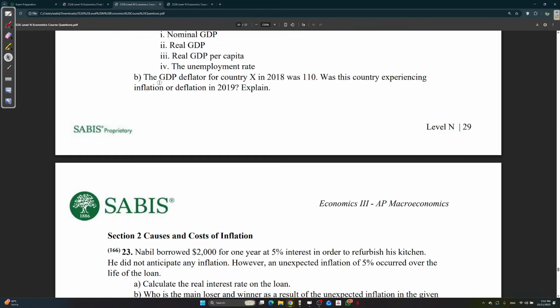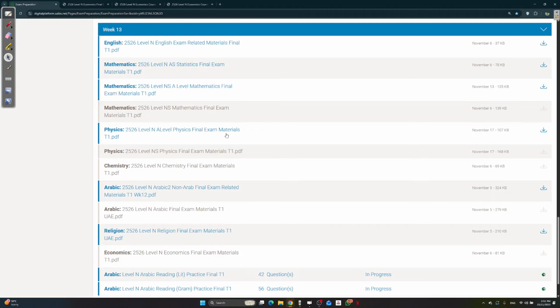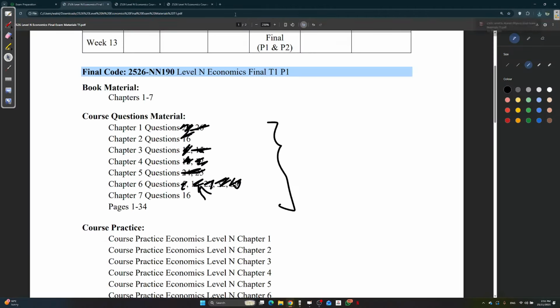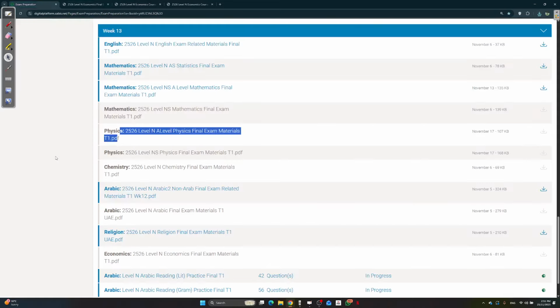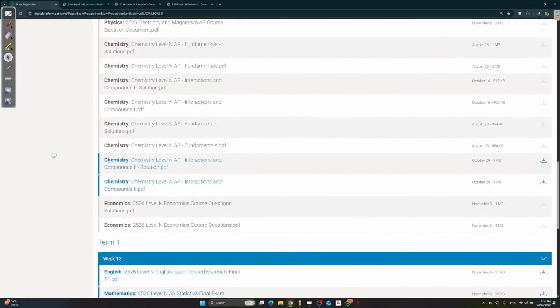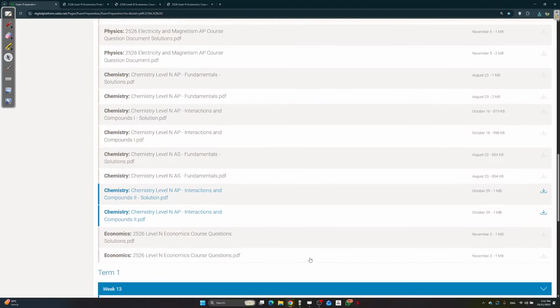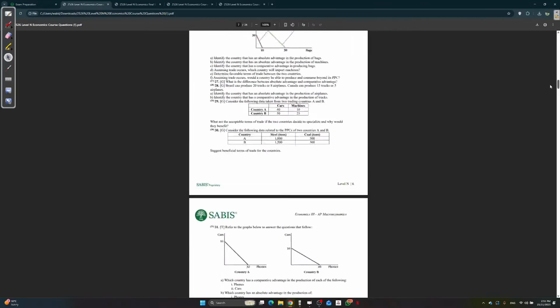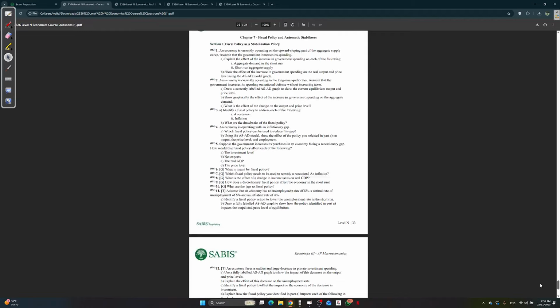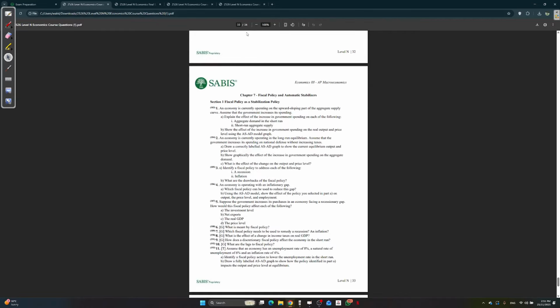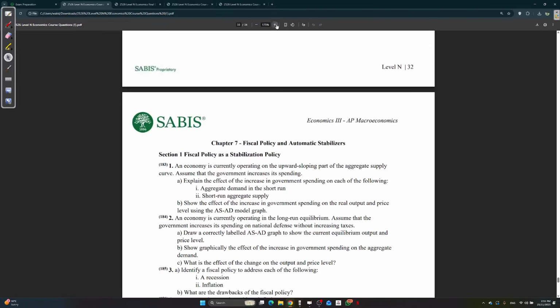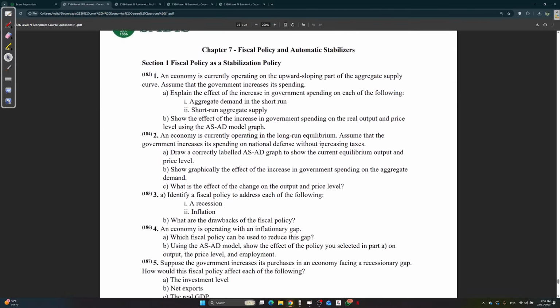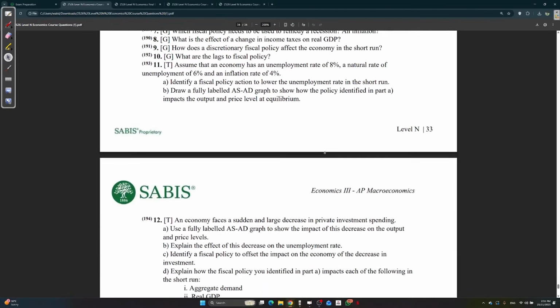Chapter 7 question. Do I have an old document? Oh, I only have until page 32. It finishes at chapter 6. Oh, they updated it. Let me see. Okay, now there's until page 34. So, chapter 7 is about fiscal policy and the stabilizers and stuff. It's actually quite an interesting chapter if you want to read over it.